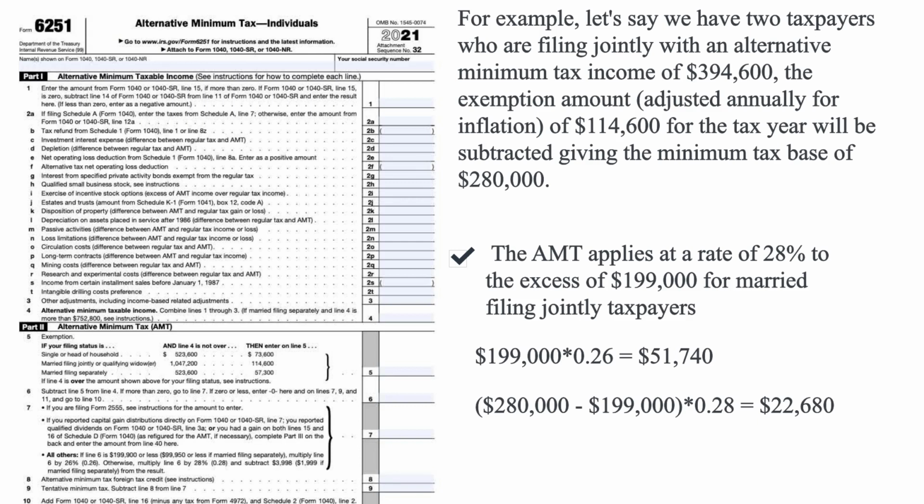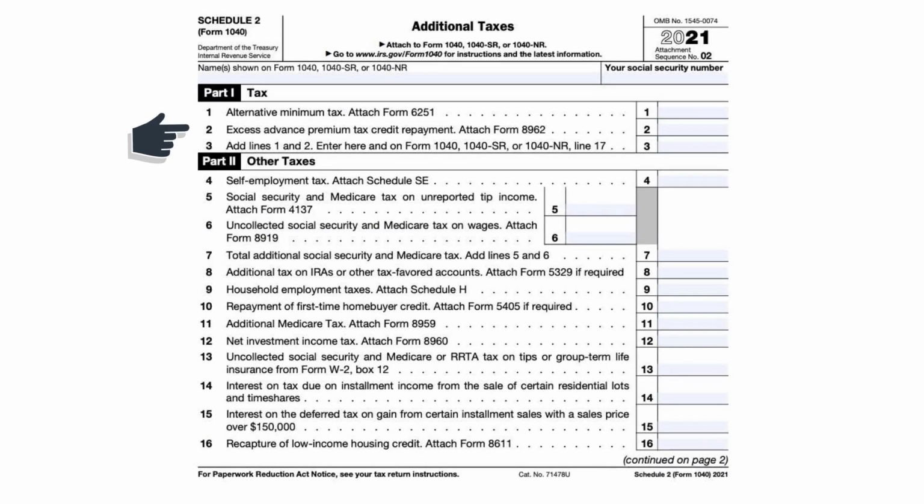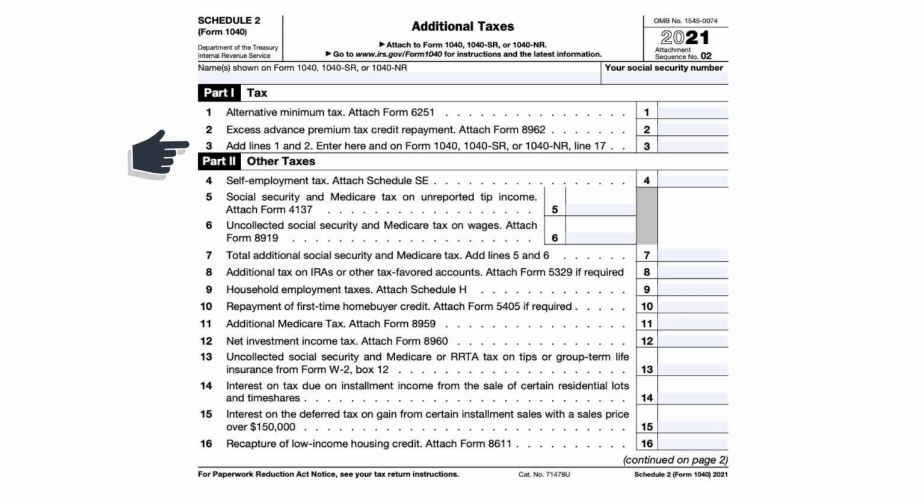Emily's income is under the amount for which she must pay the AMT, so she does not need to fill out Form 6251. Line 2 of Schedule 2 is for the excess advance premium tax credit repayment. The premium tax credit, known as the PTC, is a refundable credit that helps eligible individuals and families cover the premiums for their health insurance purchased through the health insurance marketplace. Line 2 of Schedule 2 is used to report the excess of the advanced premium tax credit. Line 3 is to add lines 1 and 2 together, and then the total is entered on Form 1040, line 17. Emily did not have anything to enter on either of these lines, so her total is 0.